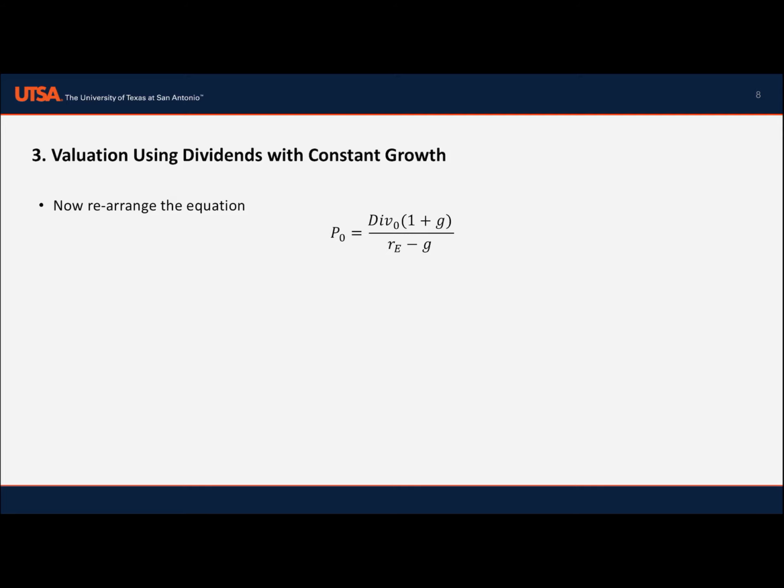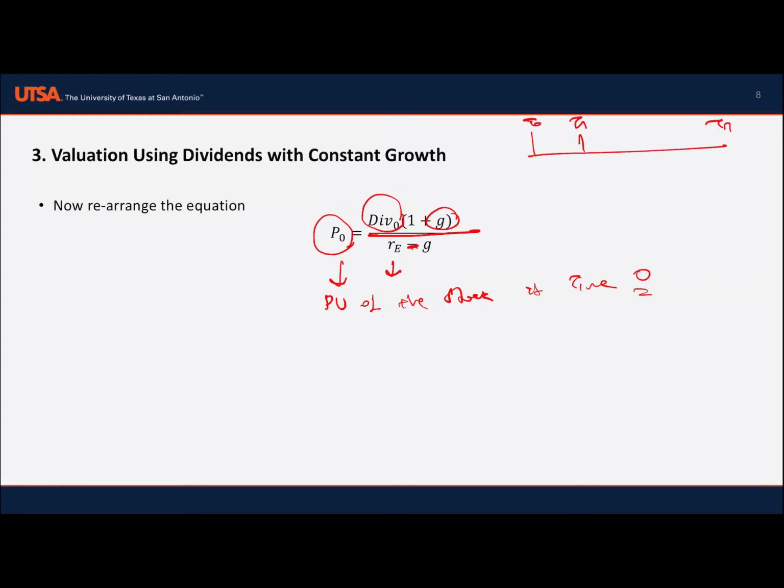Okay, valuation using dividends with constant growth. As you remember, we have the dividend at time 0 times 1 plus the growth rate, divided by return on equity minus the growth rate, which gives us the present value of the stock at time 0. The only important thing here is that you need to remember you're just finding discounted cash flows at time 0, time 1, and time n. You're just discounting dividend payments to time 0.